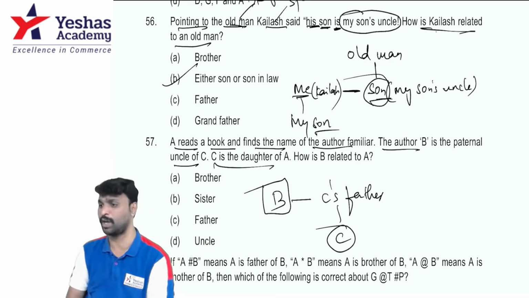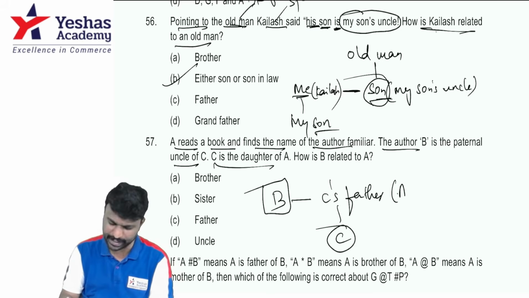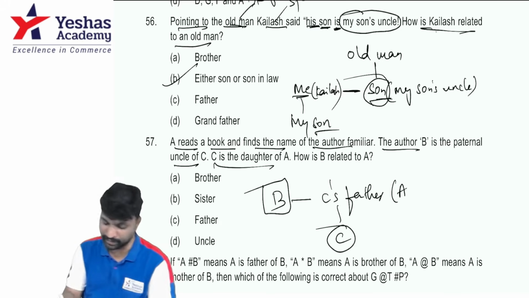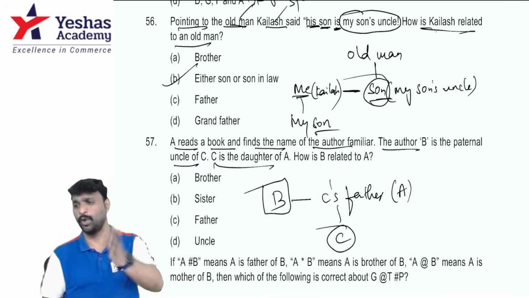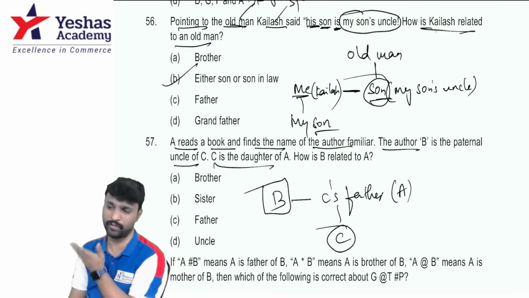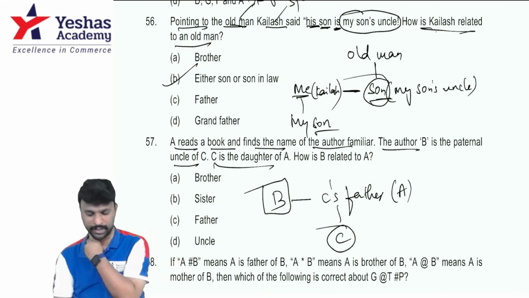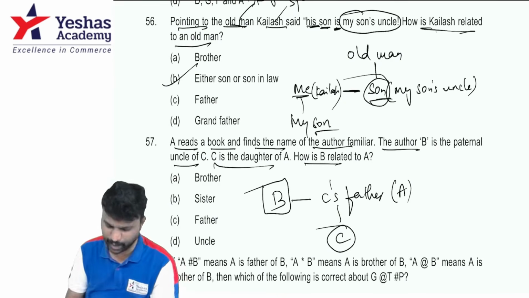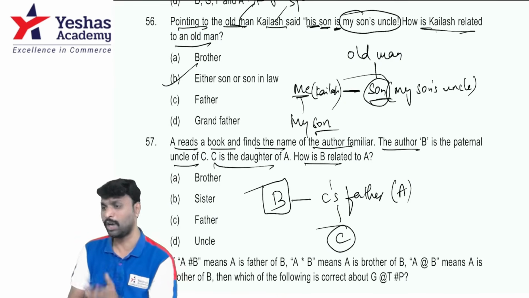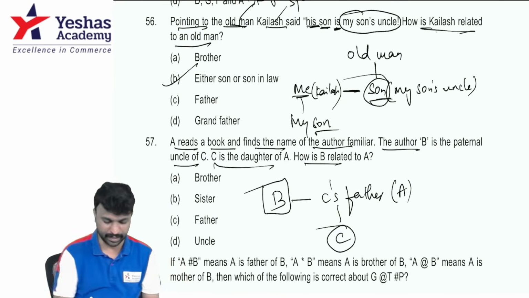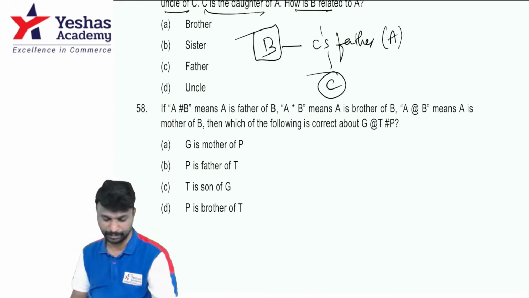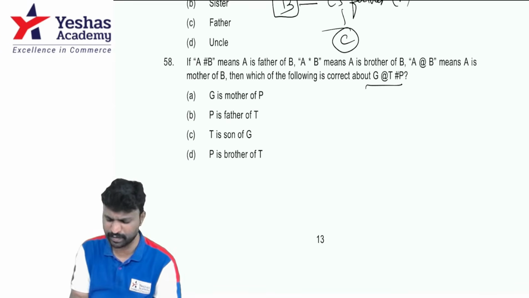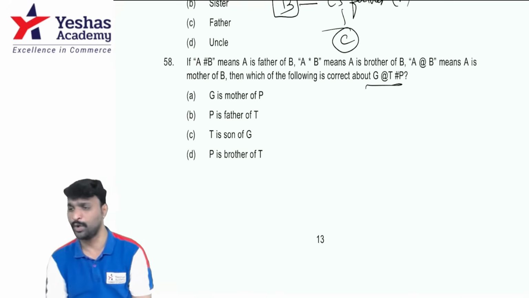So C is a daughter to someone, and A could be C's father, or A could even be mother also. We don't know. So closest relationship only we should take. Obviously, father comes in the closest relationship. How is B related to A? B is definitely brother, or could even be brother-in-law also, but brother is the right answer. Have you understood? Guys, this kind of questions we have often solved in the class. I told you how to solve such questions.